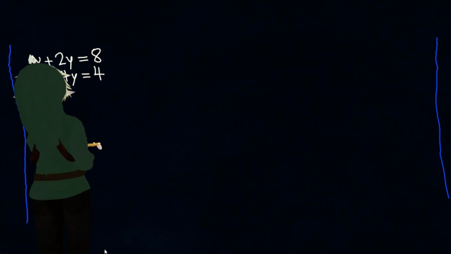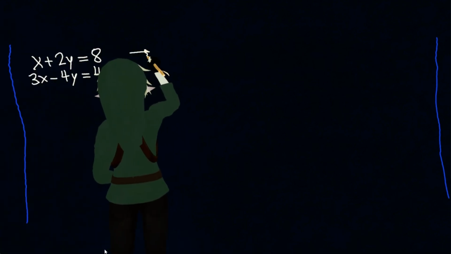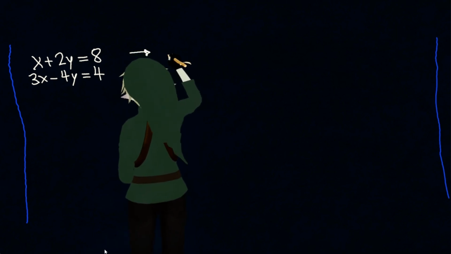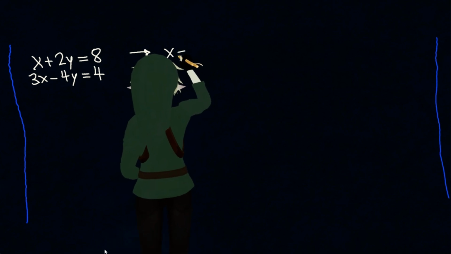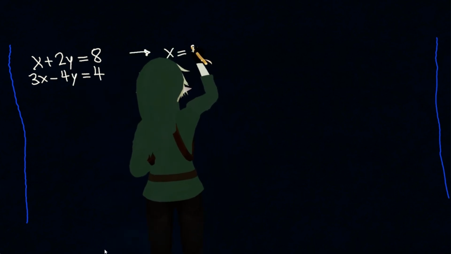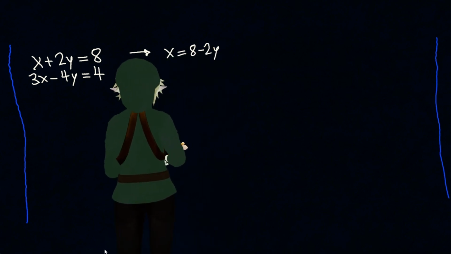Okay? Here, because this x is lonely, what I'm going to do is rearrange it. That's an ugly arrow, but pretty much I'm going to rearrange it as x equals, and I'm going to put this to the other side. So we have x equals 8 minus 2y. Okay?